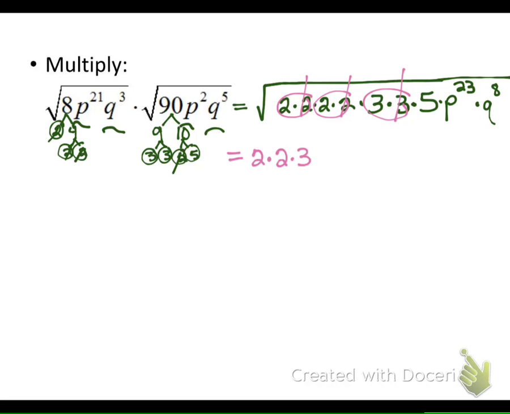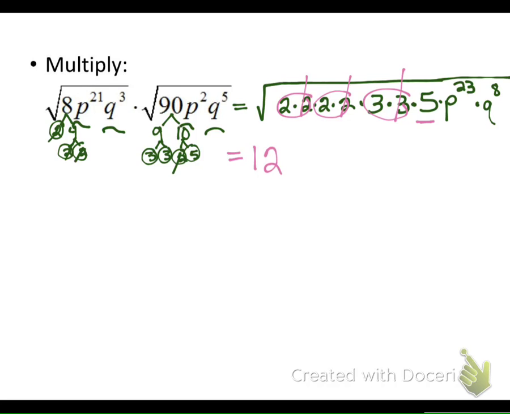okay. So, real fast, let's go ahead and simplify that part. What's 2 times 2 times 3? 12. Good. So I'm going to just rewrite that as a 12. Now, we know that the 5 does not have a pair, so the 5 is stuck in there.